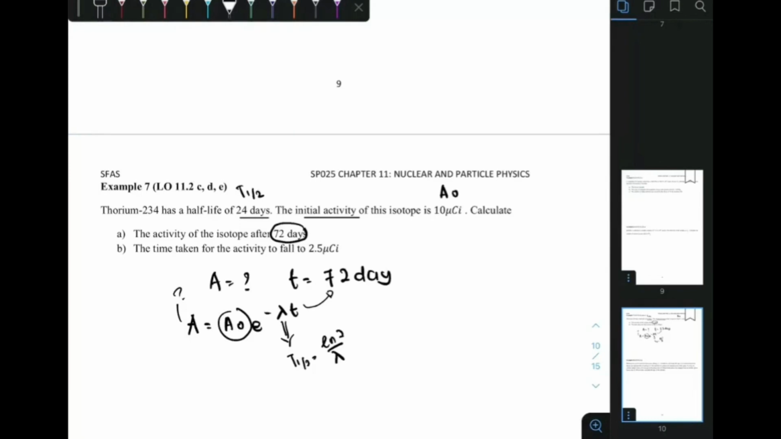And then the time taken for the activity to fall to 2.5 microcurie. Maksudnya dia dah cakap apa remaining, maksudnya apa aktiviti kamu untuk remaining nuclei dekat sini dia dah bagi. Dia suruh cari masa. So kita akan masih menggunakan equation yang sama, cuma kali ni ada A, awak nak cari T.